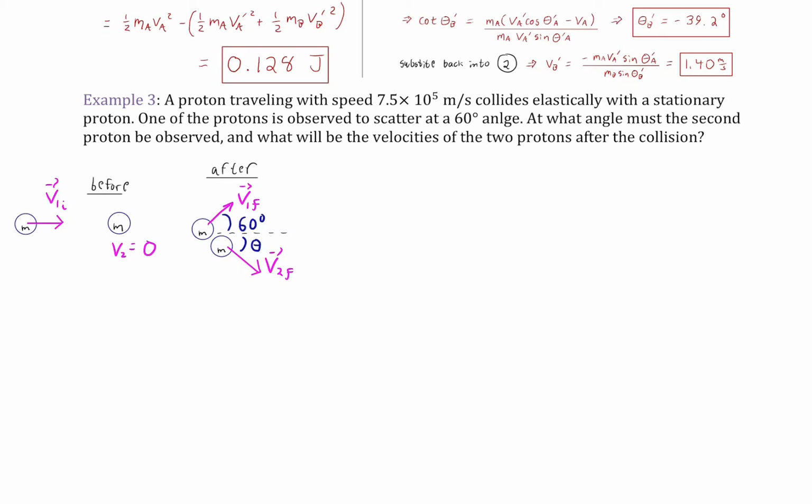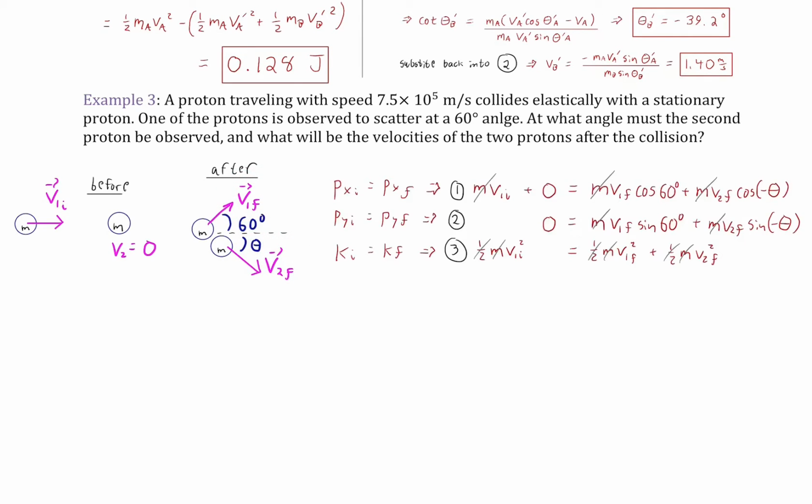What angle must the second proton be observed? Because we were just given the final angle. We weren't given the final velocity of the proton. We were given the initial velocity of proton 1, but we weren't given the final velocity of proton 1, and we weren't given the final velocity of proton 2. So does that mean we have 3 unknowns? Sure it does. We don't know this, we don't know this, and we don't know that. Okay? So 3 unknowns.